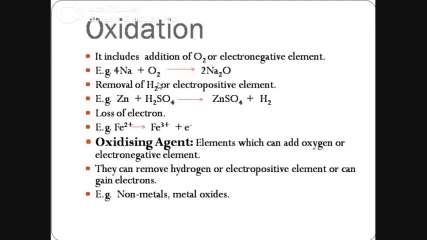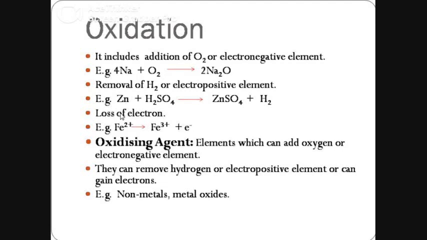Here hydrogen is also considered as an electropositive element on the basis of chemical reactivity. Say for example, zinc when it reacts with sulfuric acid gives zinc sulfate, and hydrogen has been removed or displaced from sulfuric acid. So, removal of hydrogen or electropositive element. Here hydrogen is electropositive as compared to zinc on the basis of reactivity.